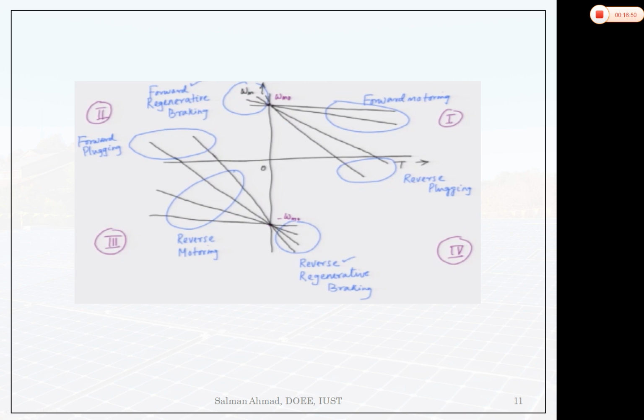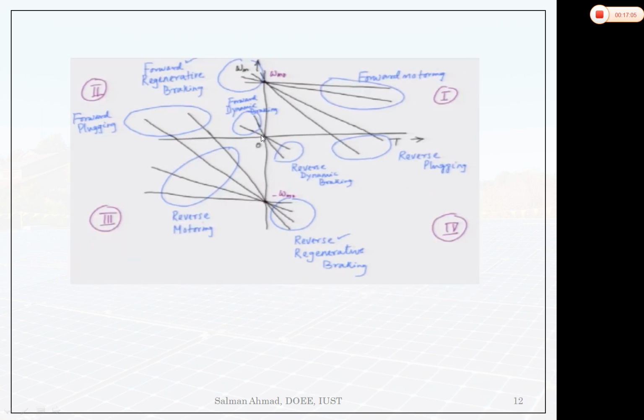Now these portions we call forward plugging, and this portion we will call reverse plugging. So where is the dynamic braking? Dynamic braking means the characteristic must pass through the origin. So you can see here, for dynamic braking you can plot lines like this. These lines are for dynamic braking.